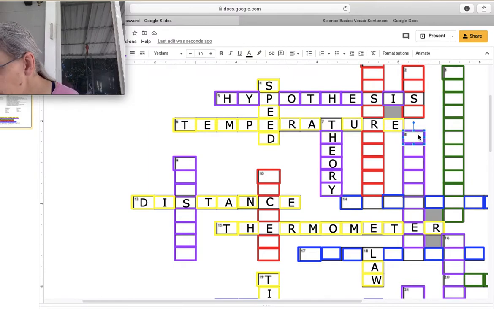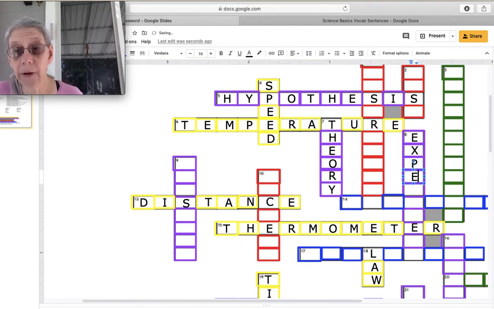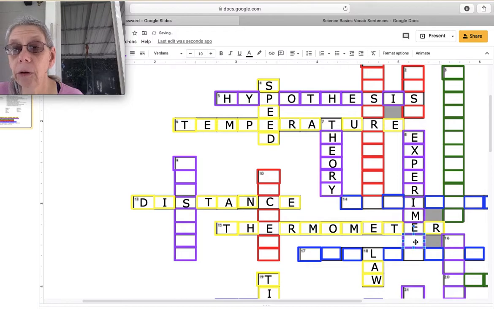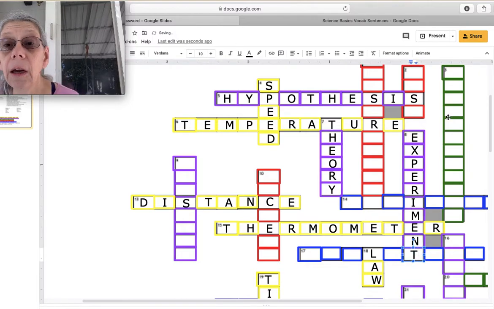8 down is another one. 8 down is the procedure to test something scientifically. You do your testing in your experiment. That's where you see if your hypothesis is going to be found correct or not. As you predicted what you're going to do here, now you're trying it out in the experiment, see if it works.